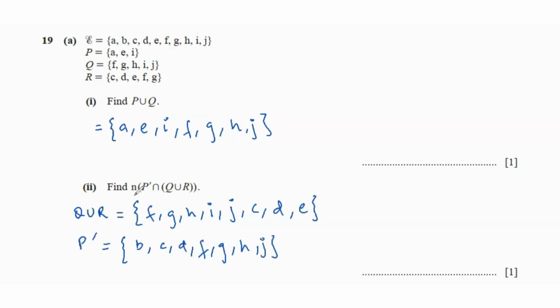So now we find their intersection. So P complement intersection Q union R, that's going to be C, we have J, we have F, we have G, we have H, and I think that is it for the intersection.